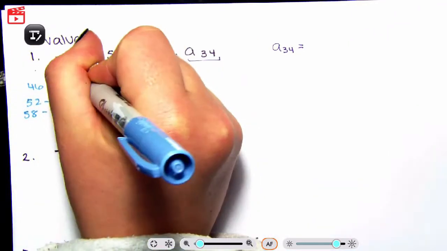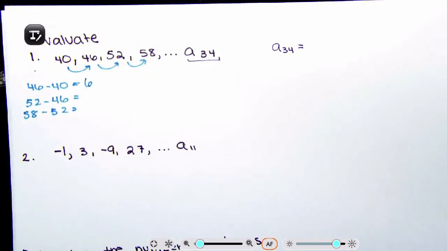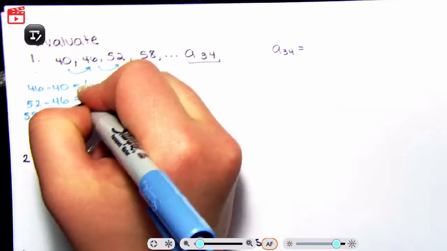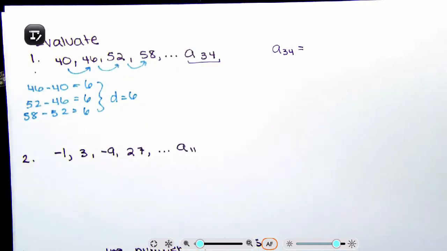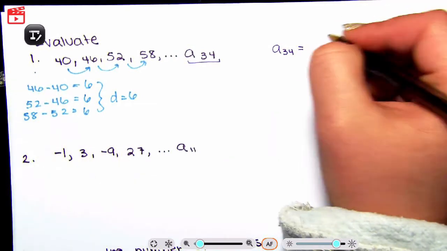46 minus 40, that is 6. 52 minus 46, you guys, that's a 6 as well. That means my common difference is 6. Now that we have our common difference, we can jump into writing the explicit rule for this sequence.